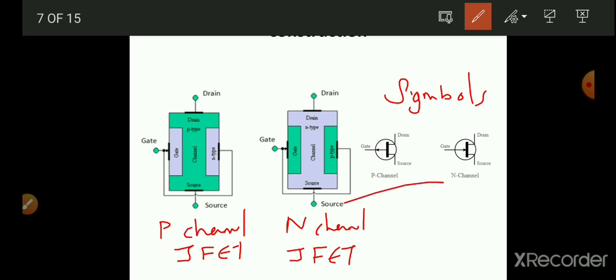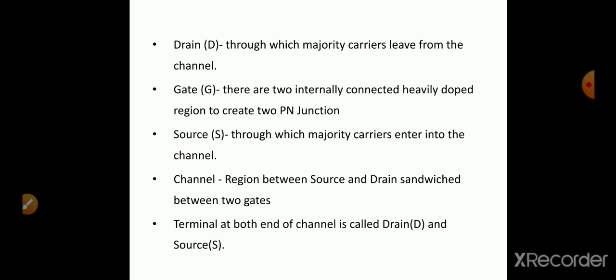Next, the drain is a terminal through which majority carriers leave the channel, and the source is a terminal through which majority carriers enter the channel. Gate is a terminal where two internally connected heavily doped regions create the p-n junction. The heavily doped semiconductor bars are internally connected, and that creates two p-n junctions.